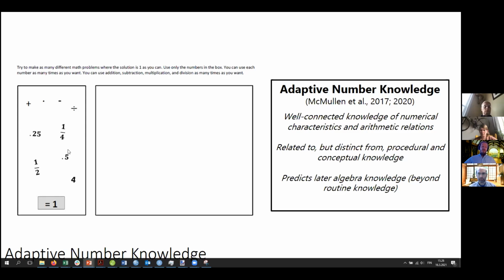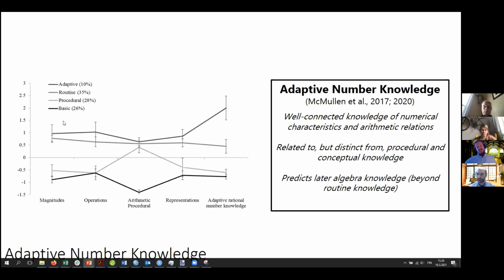And we found that this was distinct from routine, procedural, and conceptual knowledge. One way we discovered this was using a latent profile analysis. If we focus on just the top two profiles here, among students who have strong conceptual and procedural knowledge, these first four indicators, they're fairly equivalent there, but there's a large distinction in their adaptive rational number knowledge.